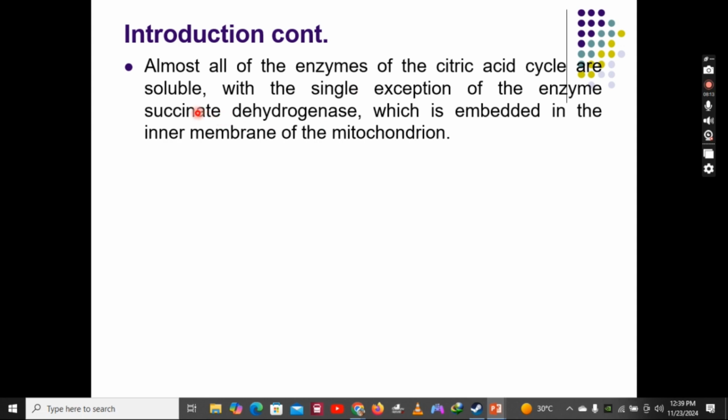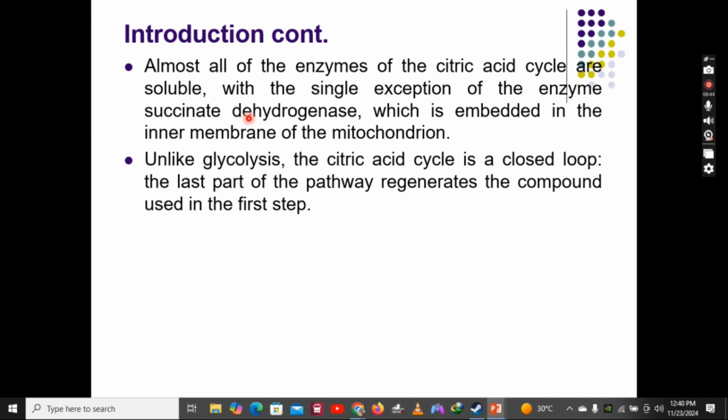So this one is different from the other enzymes because these other enzymes are soluble, but this one is insoluble and embedded in the inner membrane. That's the exception. We will look at this enzyme as we go on. It's usually at the end, I think at number 6. That's where we'll find this enzyme, somewhere there.